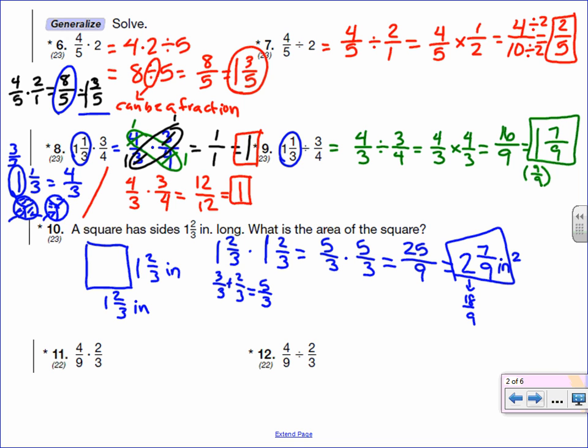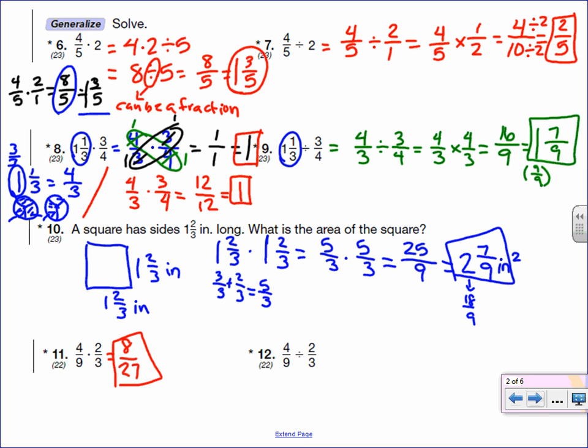Four ninths times 2 thirds. 4 times 2 is 8. 9 times 3 is 27. And there aren't any common factors of 8 and 27, so that's our final answer.